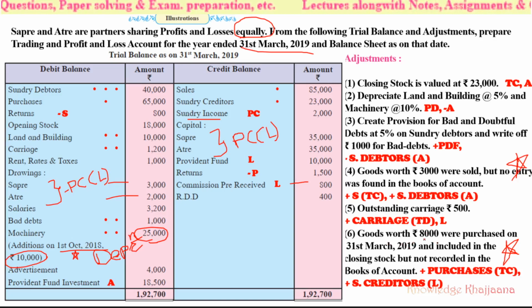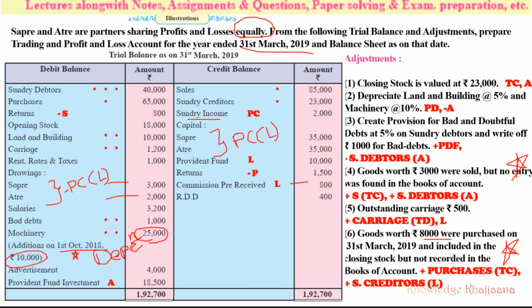See, listen properly for this adjustment. Goods worth rupees 8,000 were purchased on 31st March 2019 and included in the closing stock, but not recorded in the books of accounts. See, what does this mean? We prepared the books of account on 31st March 2019, and while the books were getting closed, the firm purchased some goods of rupees 8,000. But as there was hurry in closing the books, they were in urgency of closing the books, so it was forgotten, and it remained to record the purchase.